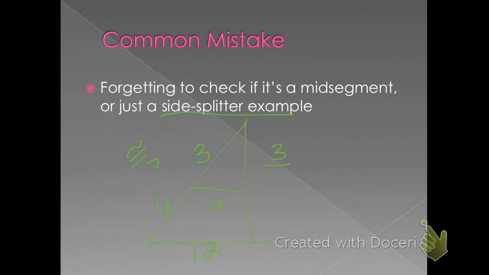If it's not a midsegment, we're going to need to set it up like 3 over 12 equals. And so then we would realize that x equals 3.